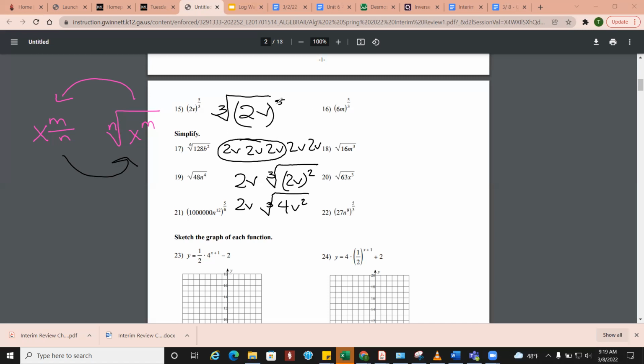Simplifying. So we have 5 of the 2b's, right? We wrote them all out. We want to make a group of 3. So we make a group of 3. How many groups do we have? 1. How many are we left with? 2. So I've got 2b squared on the outside, inside, 1 group of 2b on the outside. That's how I would write it.